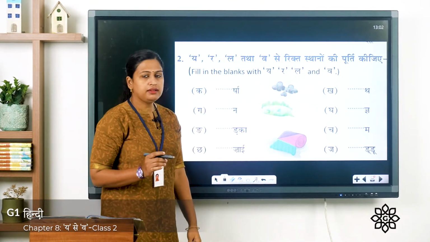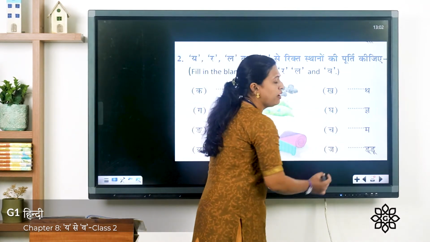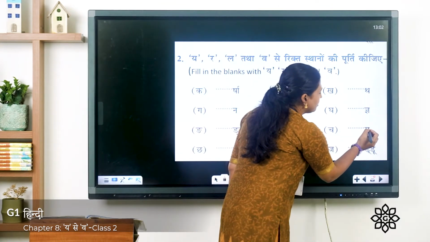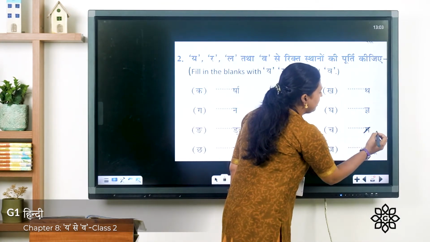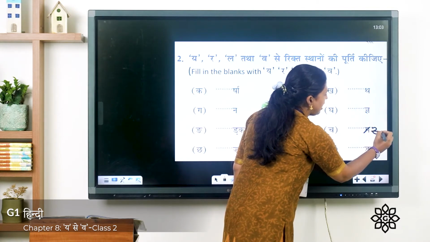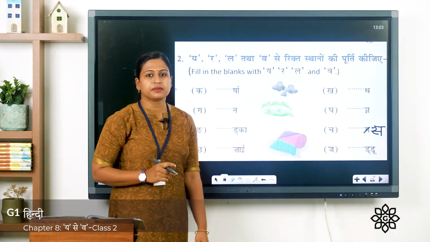So before that, there is a small correction. Instead of ma, you have to write sa. So I am cutting this ma and I am writing sa. So you have to correct this part.